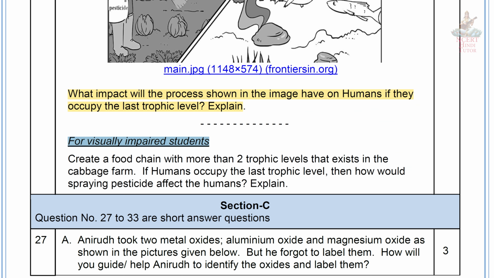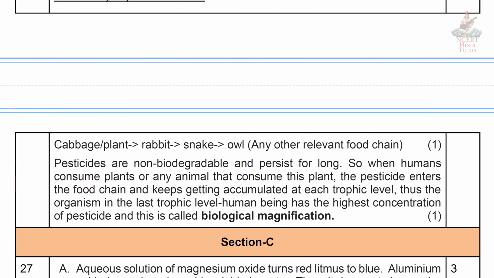For visually impaired students, create a food chain with more than 2 trophic levels that exists in a cabbage farm. If humans occupy the last trophic level, then how would spraying pesticide affect the humans? Explain. Answer. Cabbage, plant, rabbit, snake, owl. Any other relevant food chain.